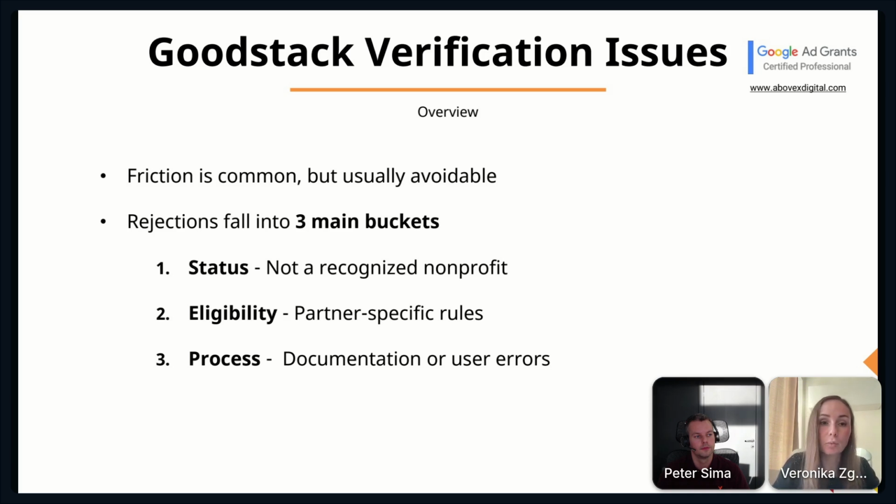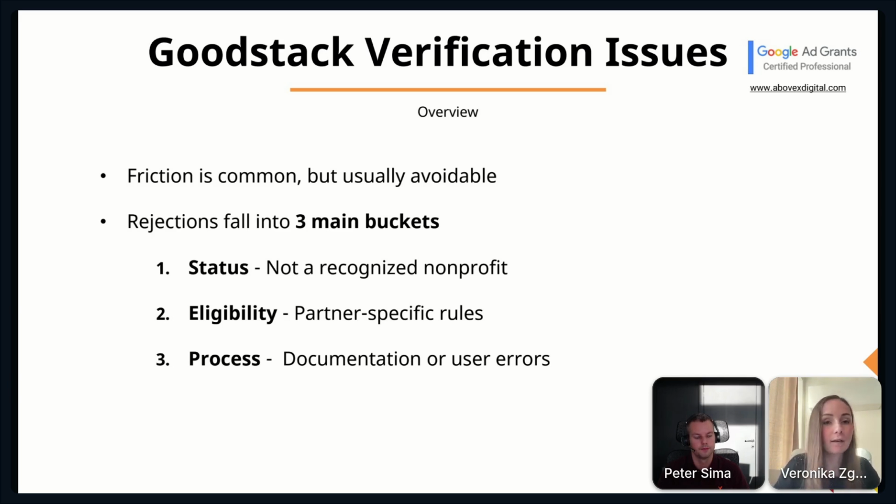The second category would be eligibility. We briefly touched upon that when we went through the application. Google does not support certain eligibility categories. This is by their choice. Goodstack or nobody else has anything to do with it. So no matter how many times you try to reach out to the Goodstack support team, they can't do anything about it. If you're a school, you're not going to be accepted, right?